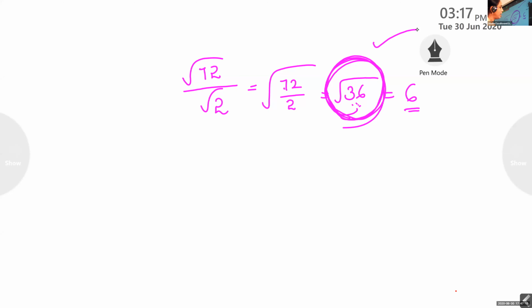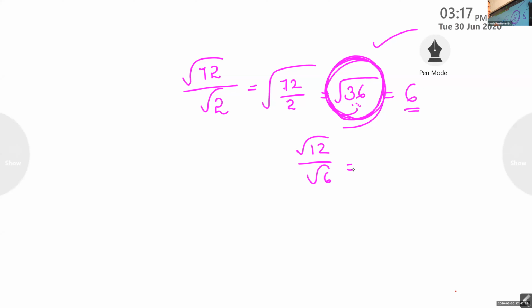How will you get root 100 as an answer? How will you get root 100? Root 12 and root 6. Again, you made a mistake. Root 12 by root 6. What is the answer? John, what is the answer?